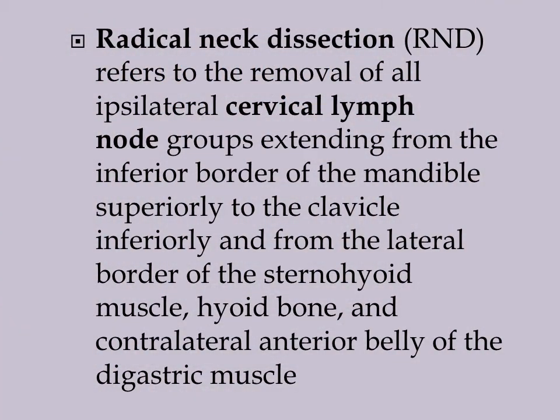Radical neck dissection, or RND, refers to the removal of all ipsilateral cervical lymph node groups extending from the inferior border of the mandible superiorly to the clavicle inferiorly, and from the lateral border of the sternohyoid muscle, hyoid bone, and contralateral to the anterior belly of the digastric muscle.